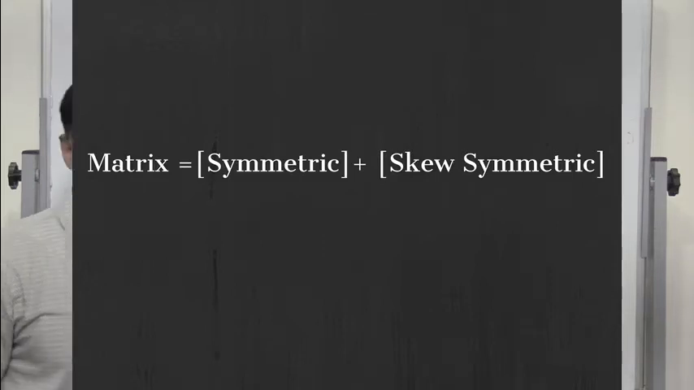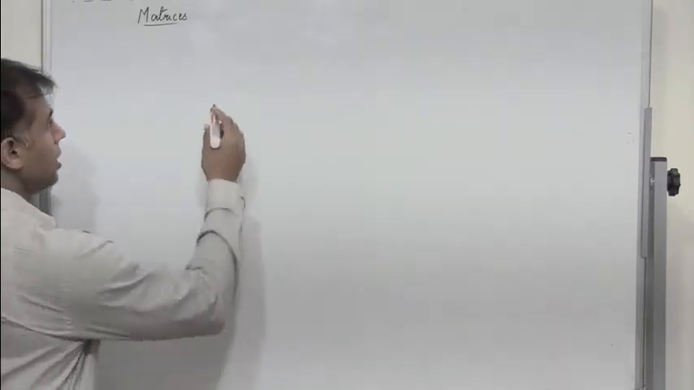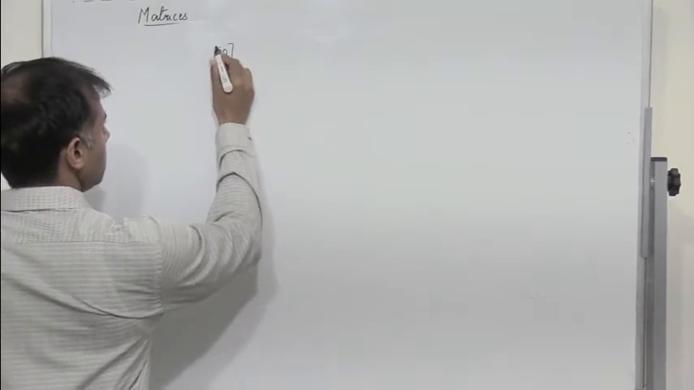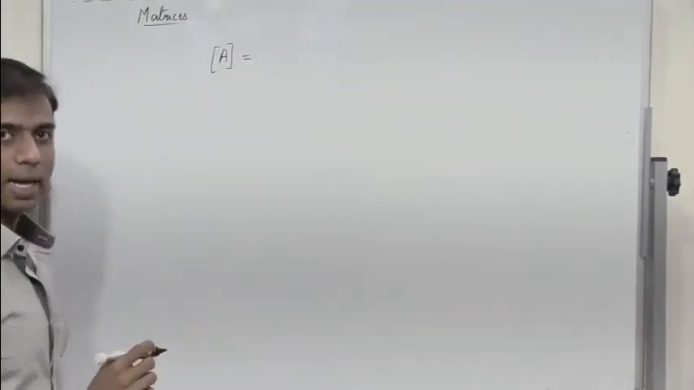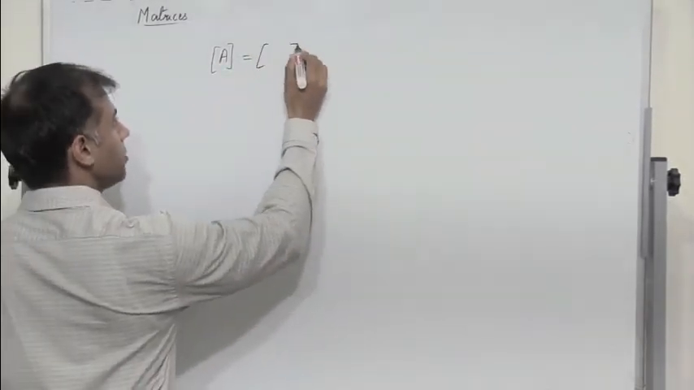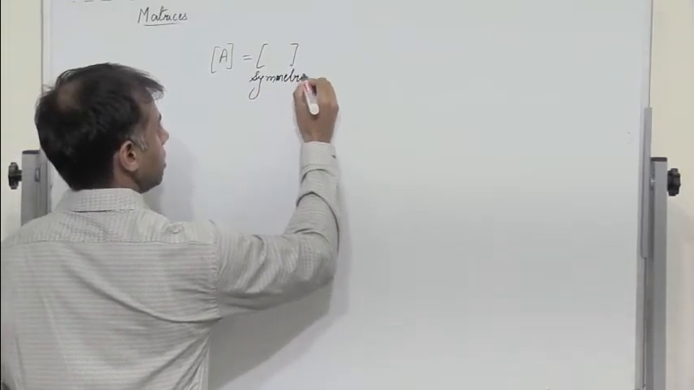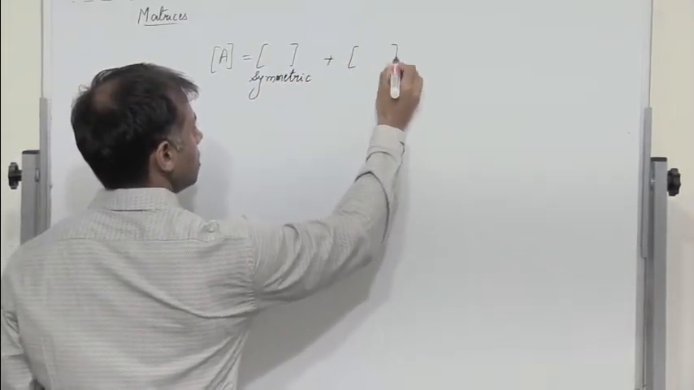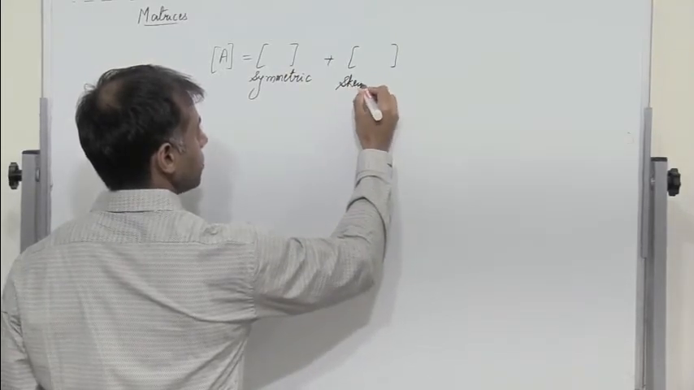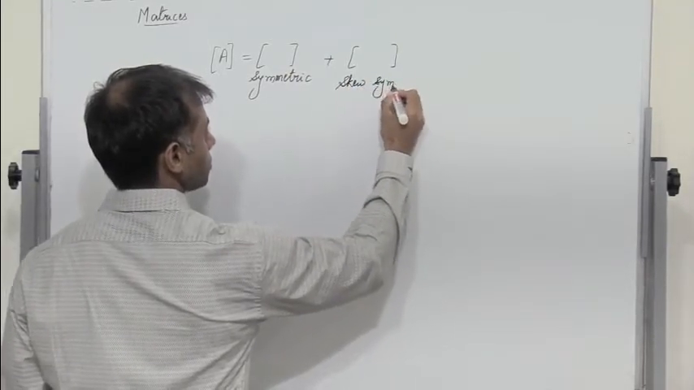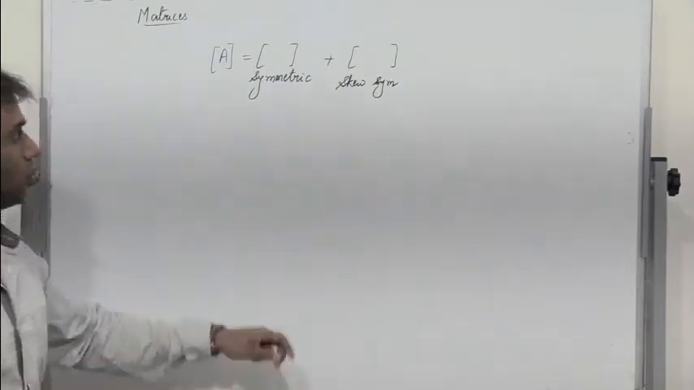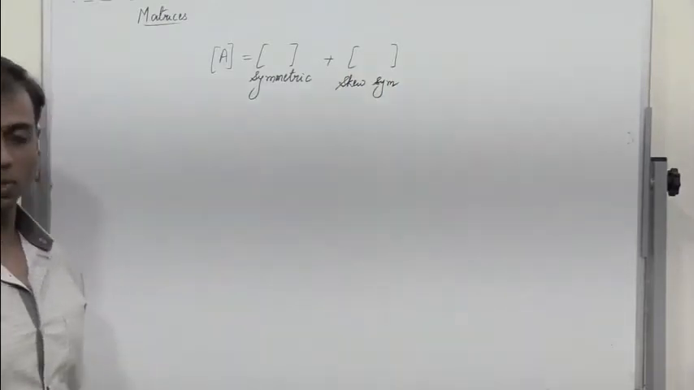In this lecture session, let us observe how a given square matrix A can be represented as the sum of a symmetric matrix plus a skew symmetric matrix. Right? So let us revisit the definitions of symmetric and skew symmetric.